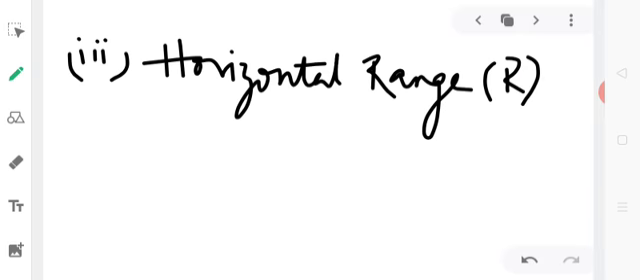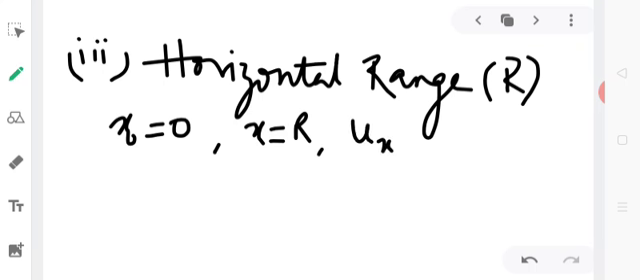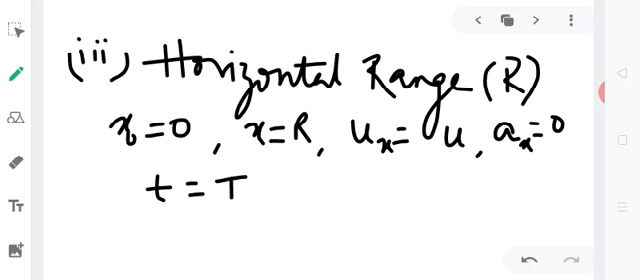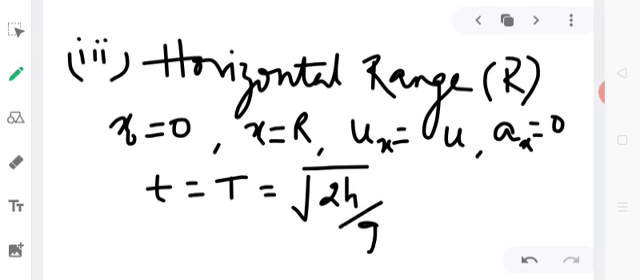So now we can write down x0 equal to 0, x, that is the range, it will be denoted by R, ux is equal to u, and ax is equal to 0. So now small t, that is the time of flight, that is equal to root over 2h by g.